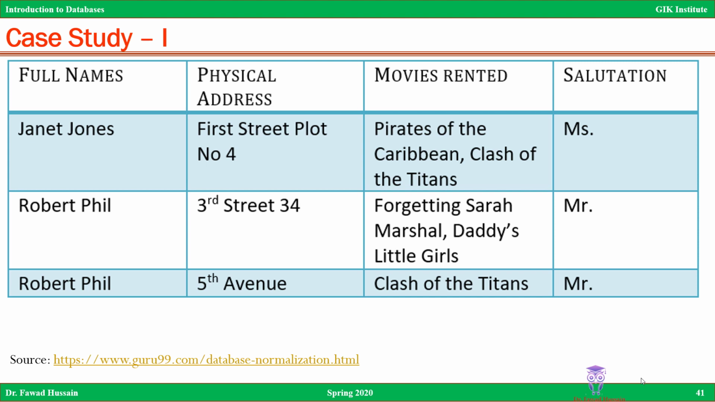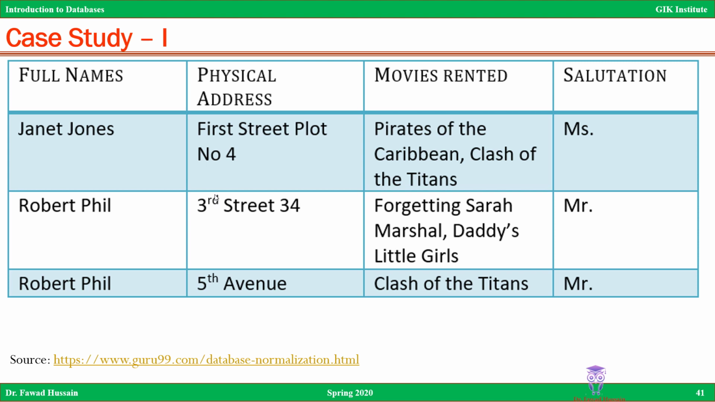I took this first example from this website, and you can see here we have the full name, the physical address, the movies rented by the person, and the salutation, how you are going to address that person. So either a Mr., a Mrs. or a Miss. And if you look at it, what's wrong with this database?